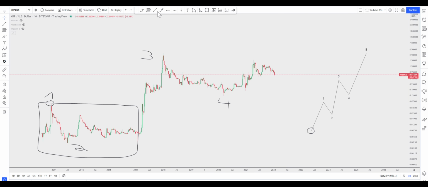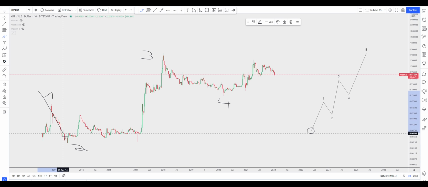So how can we have 1 and 2 and 3 and 4 dealing with two different structures? It is not possible because we can't use a single setup for two structures. It is not going to work. That's not the way to apply Elliott waves.